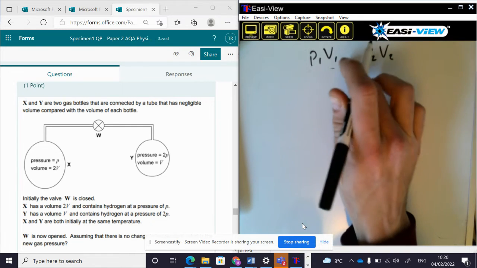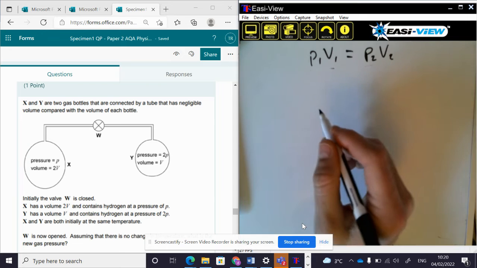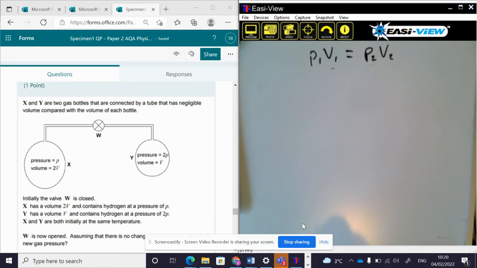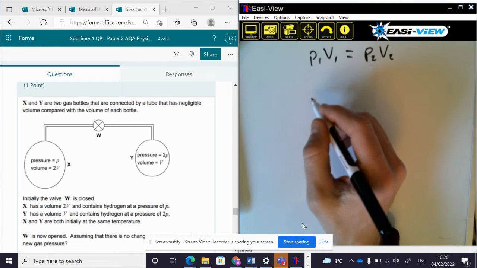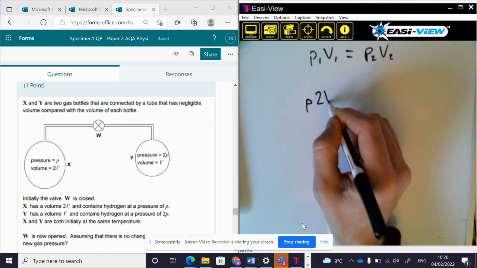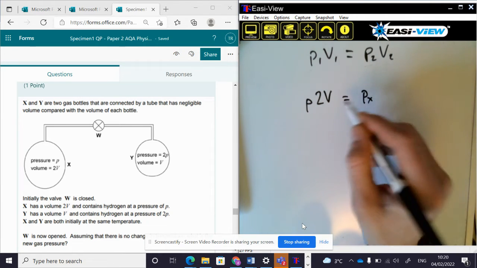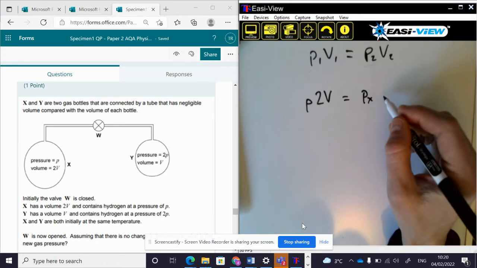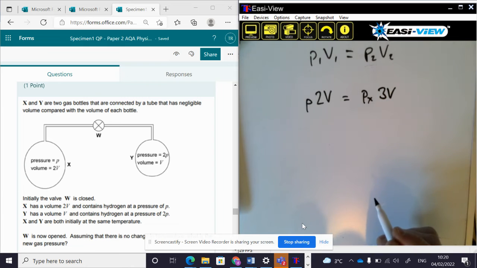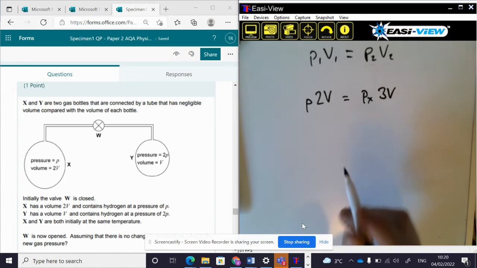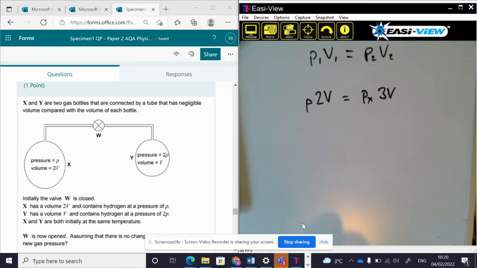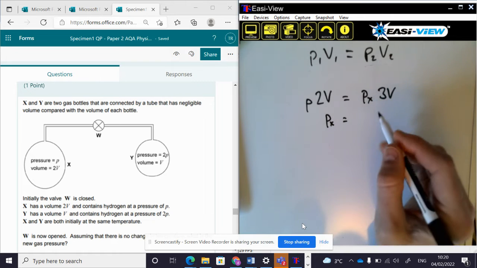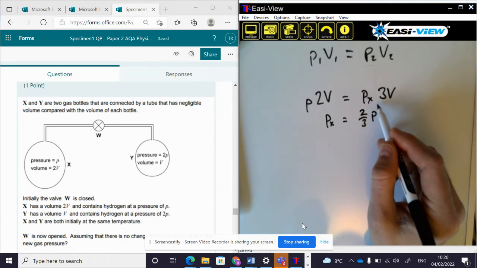So we have the X container. Well, if we just consider the gas in the X container separately from the gas in the Y container, just considering the X container, we've got an initial pressure, we've got an initial volume, and then we've got a final pressure that we don't know, and we've got a final volume. At the final volume, we add on an extra V. So it's 2V plus V, so we end up with 3V. So the final pressure, the pressure of X due to this expansion, due to it being allowed to occupy a larger volume, then Px, the pressure due to X, is 2/3 of the original pressure.